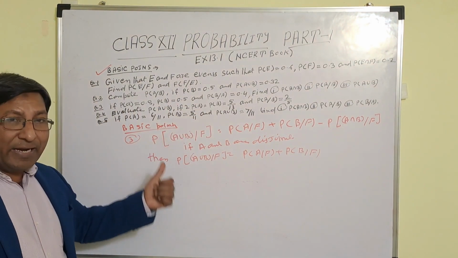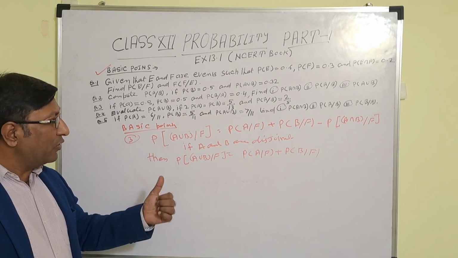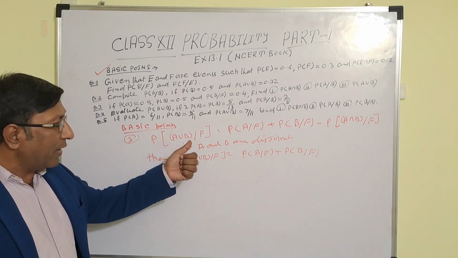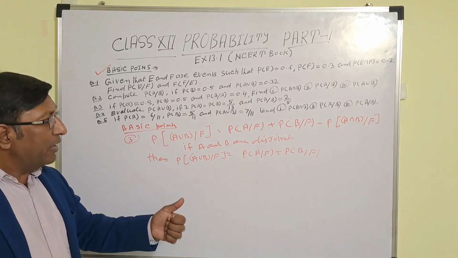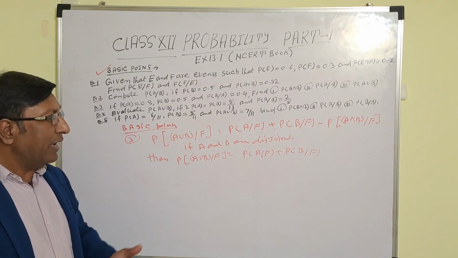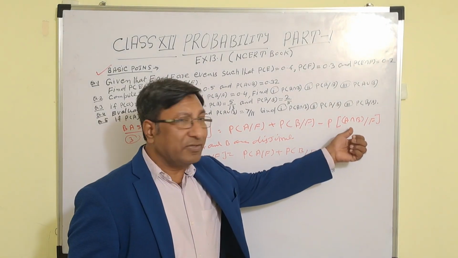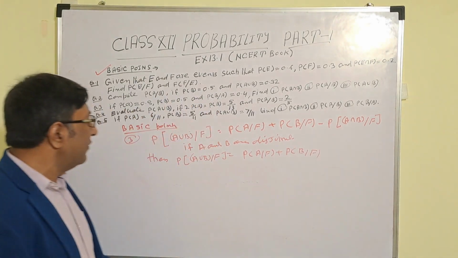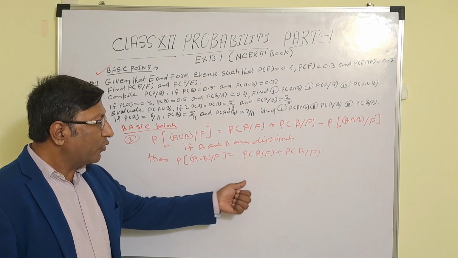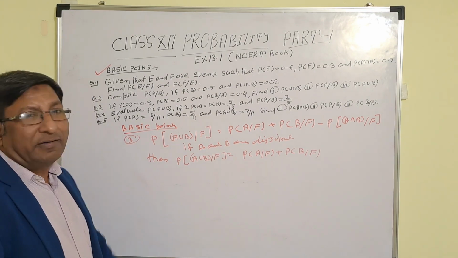So A and B are any two events. F is also an event where P of F does not equal 0. So we can write conditional probability of A by F plus B by F minus probability of A intersection B by F. But if A and B are disjoint sets, then this portion A intersection B will be 0. Then we will get probability of A union B by F equal to simply probability of A by F plus probability of B by F. So this is the third point.